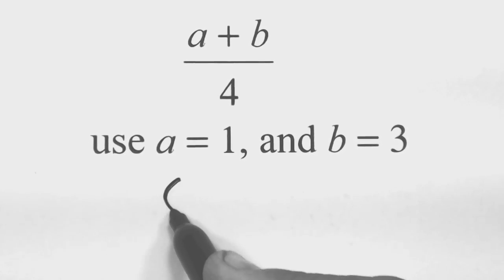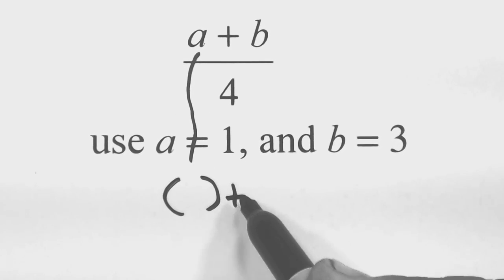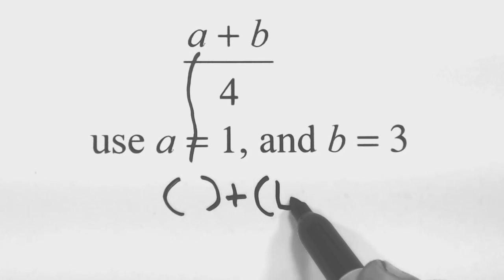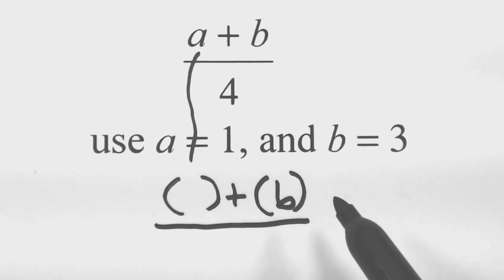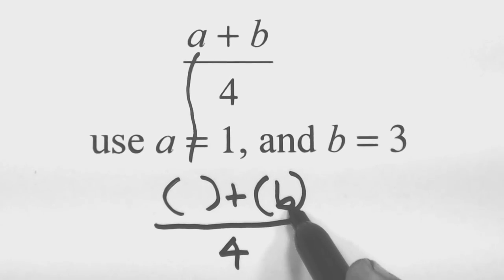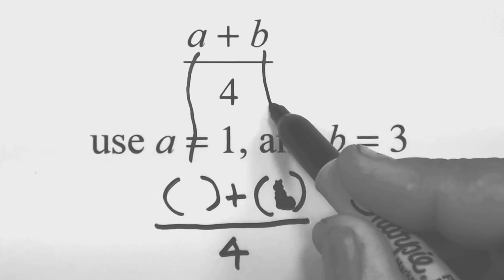Okay, once again, I'm going to make a hole for each of my variables. Here's a hole for the a, and then the plus sign, and a hole for the b. And then we turn around and we're going to divide the whole thing by 4. Now, I mistakenly put b in there. I want that to be a hole where I'm going to put the number in, so let me cross that b out. Here we go.